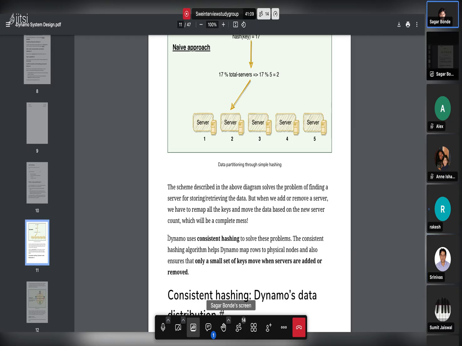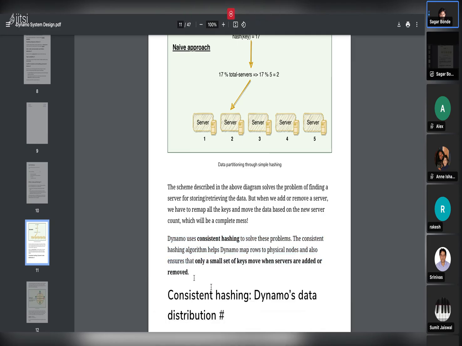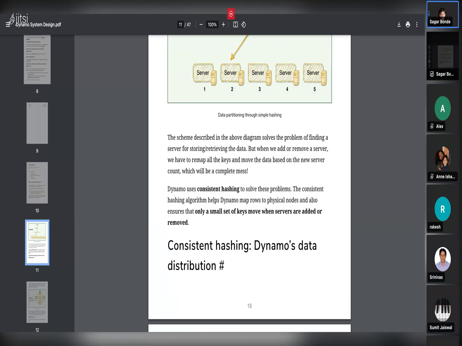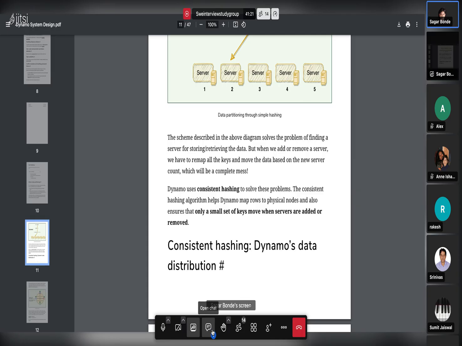I'm a little confused. Maybe when we read the subsequent part, it will be clear. So hold on to your doubt. Maybe you can just put your doubt in the chat if you can, but it will be answered for sure.